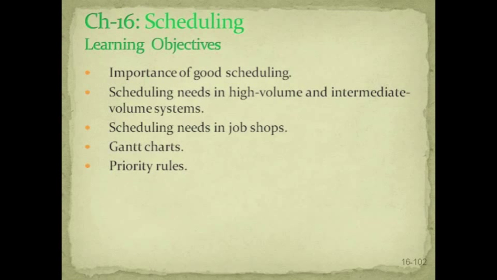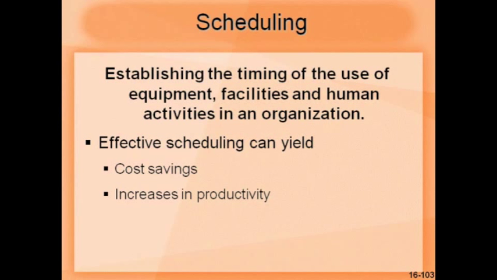Today we'll go through chapter 16, which is on scheduling. Scheduling is basically how resources within a company are used to achieve a smooth flow of work, material, and things like that. So we will cover the importance of good scheduling, scheduling needs in high volume and intermediate volume systems, scheduling needs in job shops where the volume is very low, and then some of the tools and methods like Gantt charts which are used, and priority rules, establishing the time of the use of equipment, facilities, and human activities.